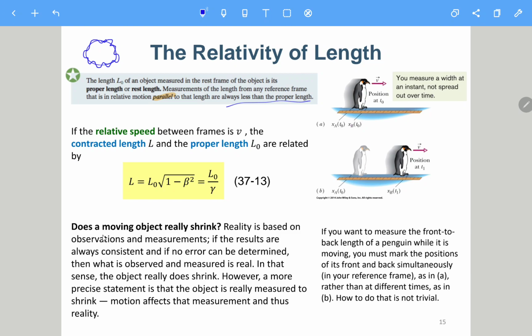So does a moving object really shrink? Reality is based on observation and measurement. If the results are always consistent, and no error is determined, then what is observed and measured is real. In that sense, the object does shrink. However, a more precise statement is that the object is really measured to shrink. Motion affects measurement, and thus reality.